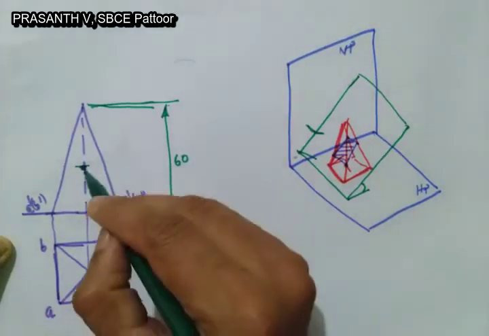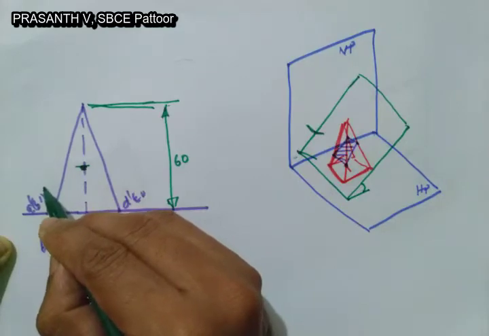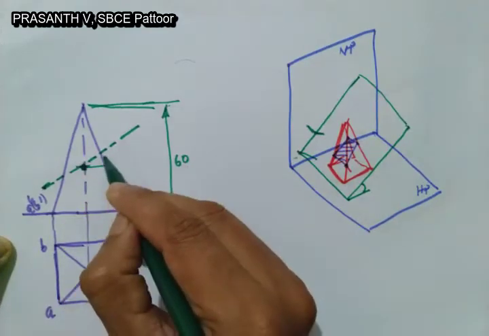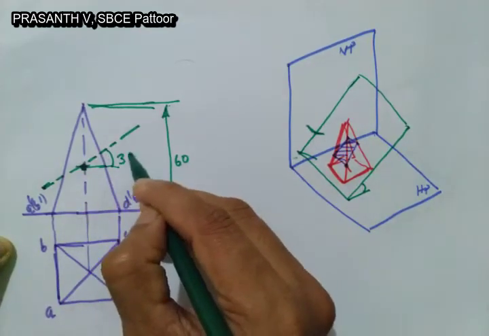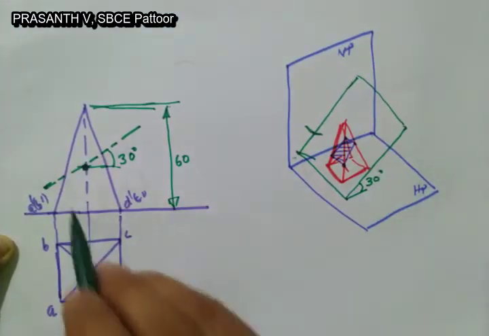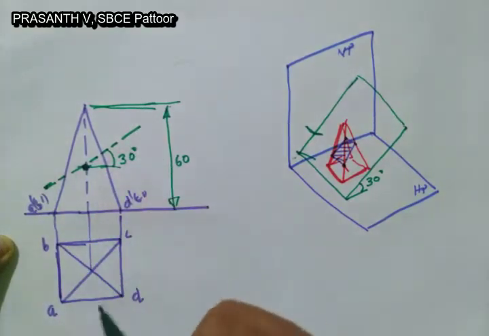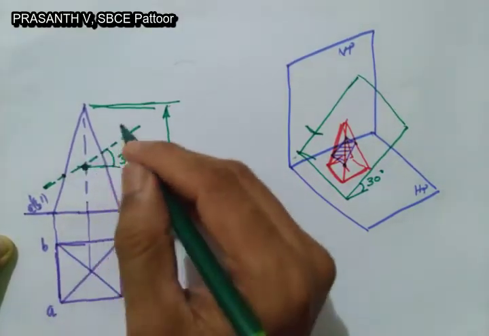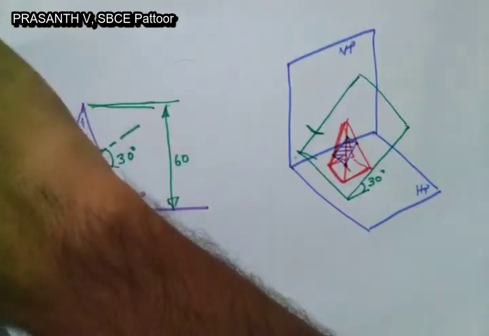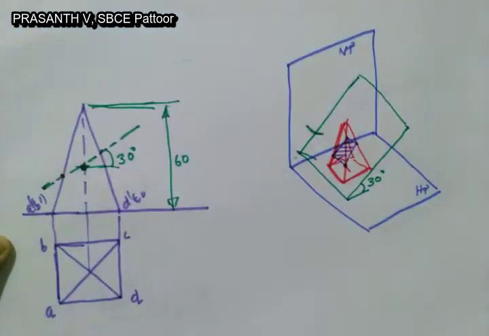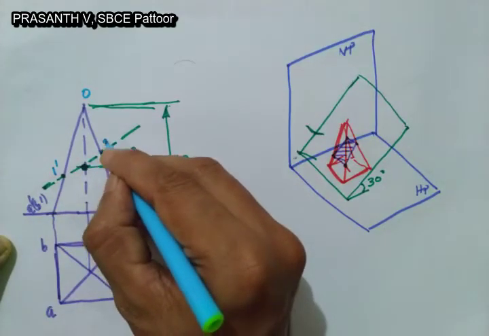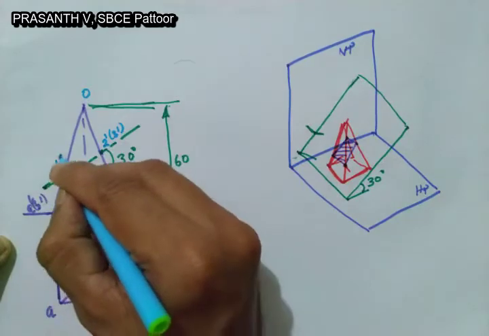If this is a midpoint, then the section plane will be like this. You see, this angle is 30 degrees. This angle of the section plane is 30 degrees. Since it is inclined to HP at an angle of 30 degrees, here you have to draw the section plane like this. And you can mark the cutting points. It is 1 dash, here it is 2 dash, 3 dash and 4 dash.